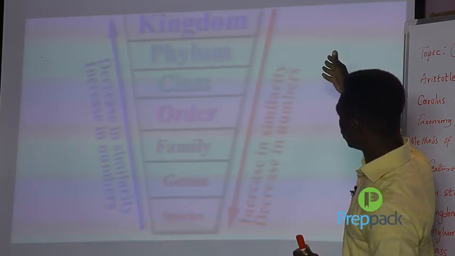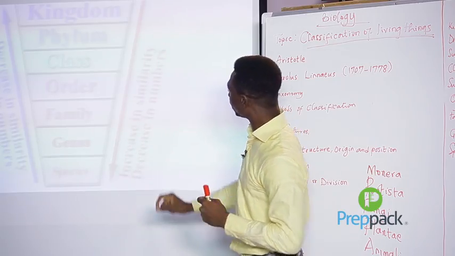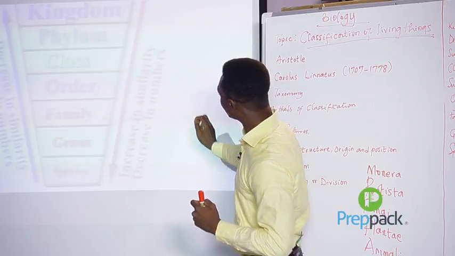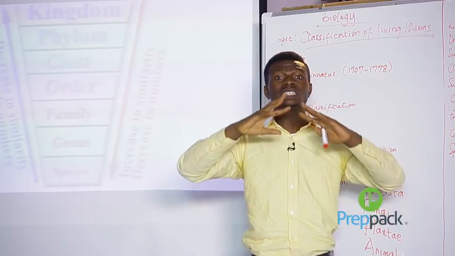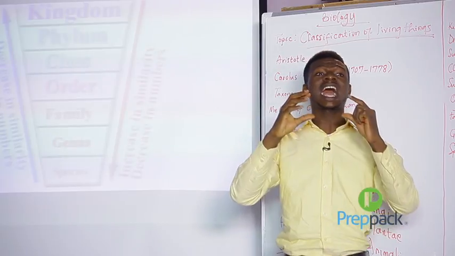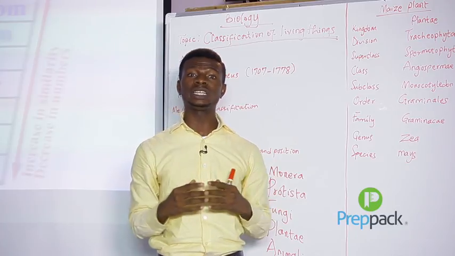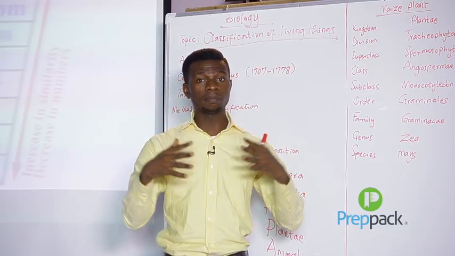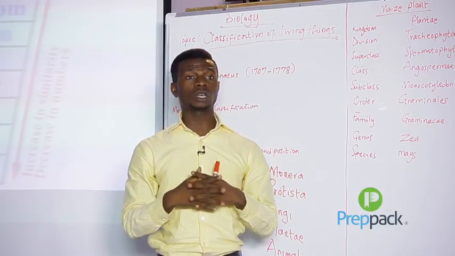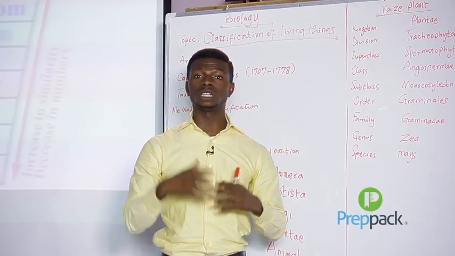Looking at the arrow, as you come down from the kingdom to the species, you find out that there is an increase in similarity and a decrease in numbers. What does that simply mean? It means that while the kingdom contains the largest number of organisms, the species contain the least number of organisms, but they are highly similar. They are called species because they can easily and freely interact. They can mate, produce fertile offspring of their own kind, and therefore procreate and ensure their longevity.